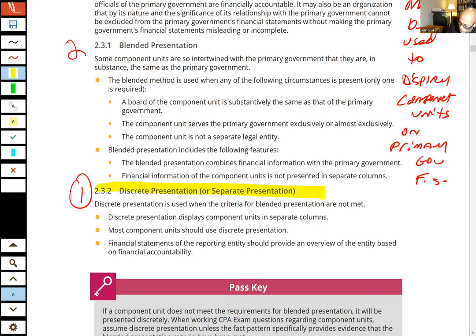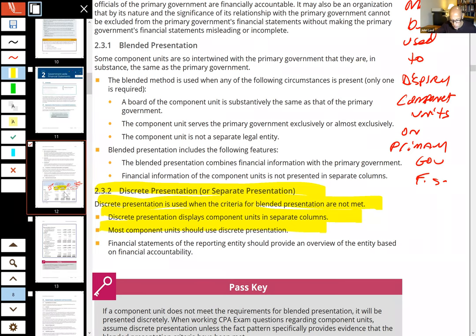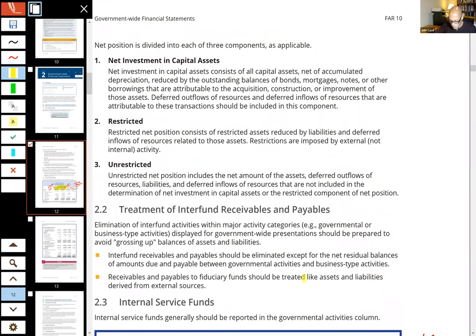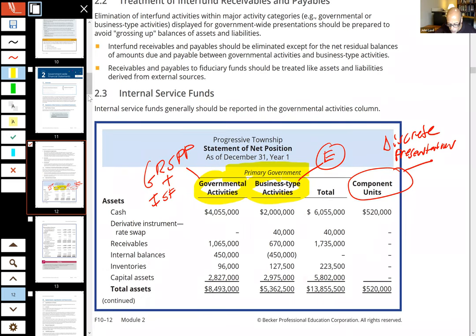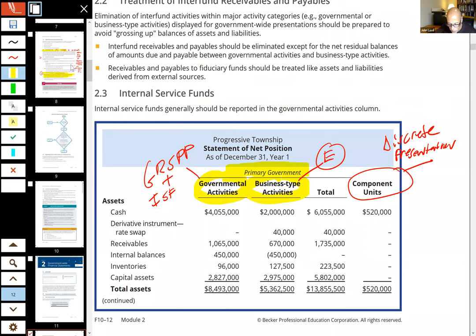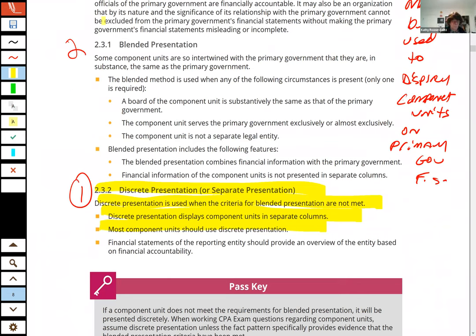Even though they've listed blended first, let's go to discrete. And discrete presentation is used when the criteria for blended are not met. Discrete presentation displays component units in a separate column, and most component units should use discrete. And I should have noted the page number where we were when I showed you discrete. What is that, page 12? Yeah, page 12. That's what you should use most of the time.